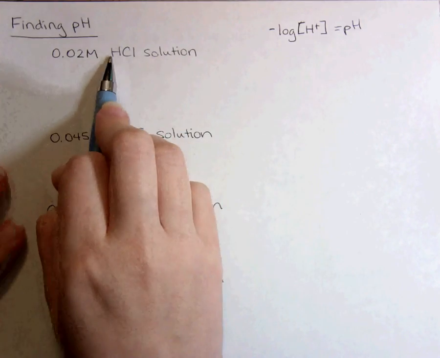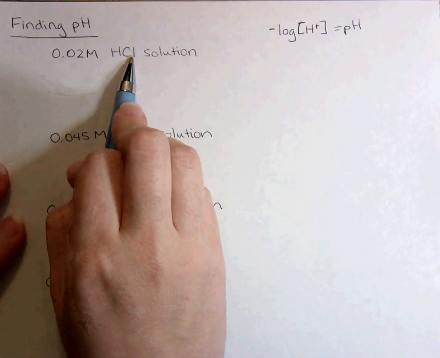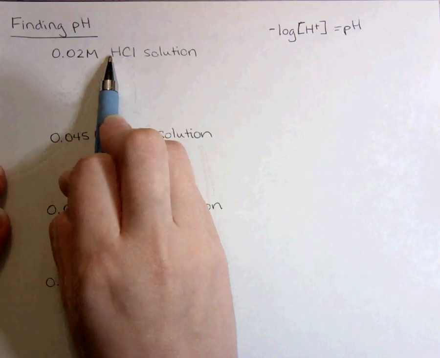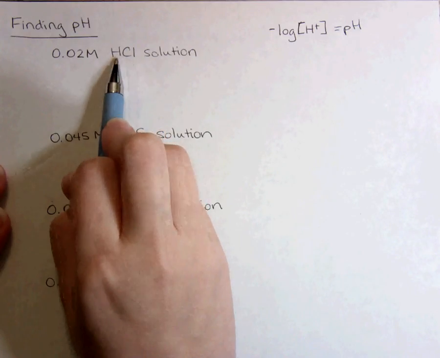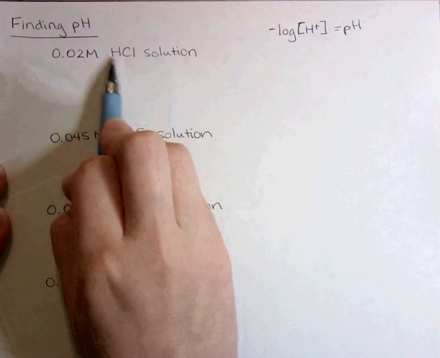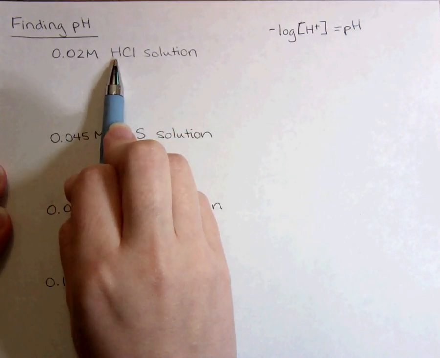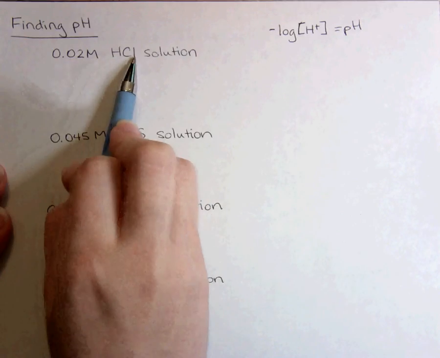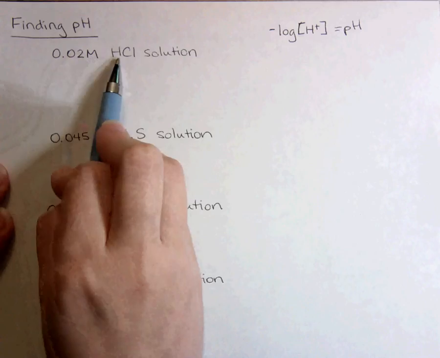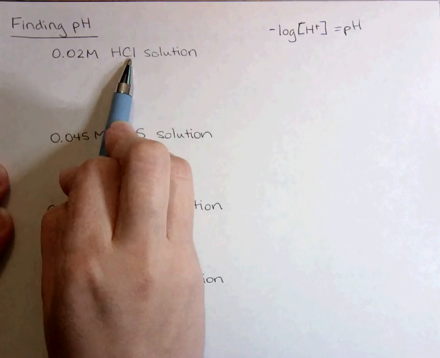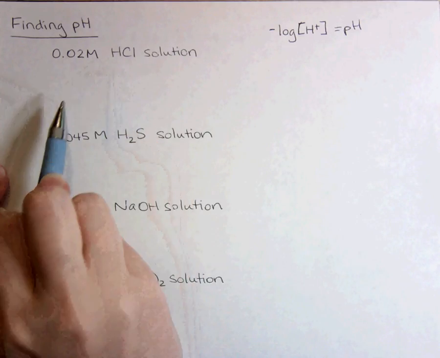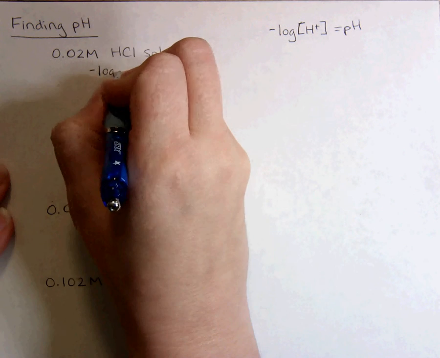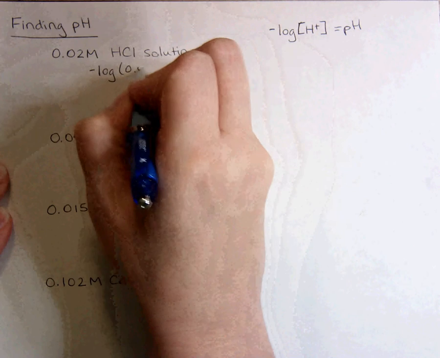Now, because I have one hydrogen in this hydrochloric acid, it means that when this dissolves and dissociates, I'm going to have one H for every HCl in my solution, because there's only one H in this HCl. So when this breaks apart, my H concentration will be the same as my concentration of HCl. So now, because I only have one hydrogen ion in HCl, this is my hydrogen ion concentration. So all I have to do is plug in the negative logarithm of 0.02, and that will give me my pH.